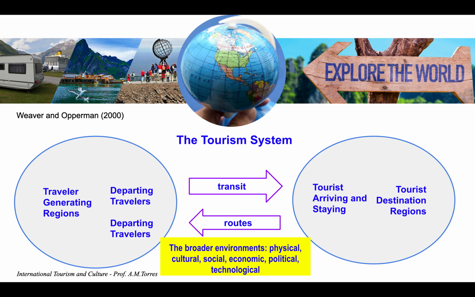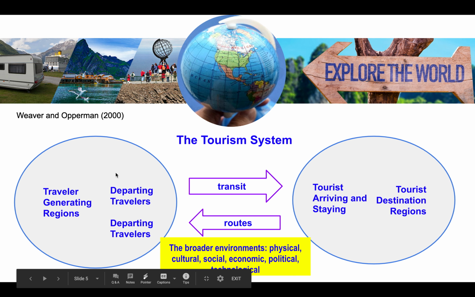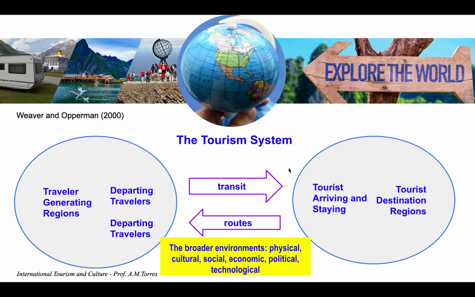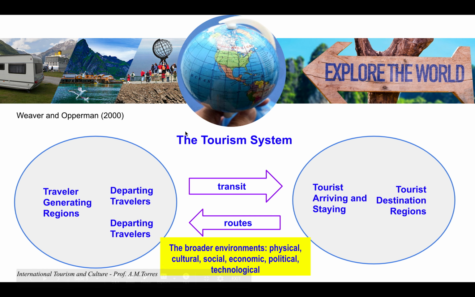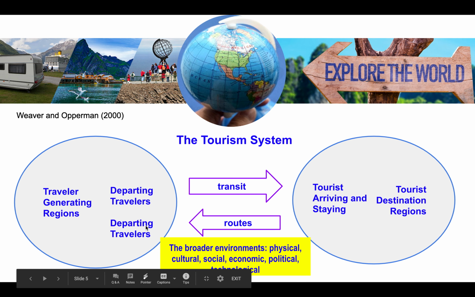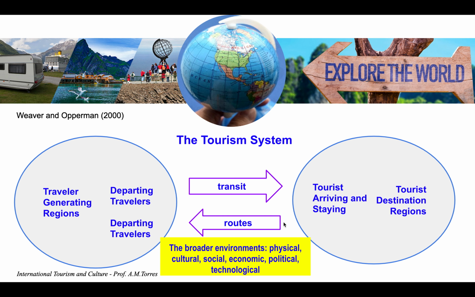As you see, this circle here, which is the generating region or where the tourist is coming from, and the other one here, the tourist destination region, is almost the same as the previous one created in 1997. The only difference is, of course, why do you have a double departing travelers here, right? And why do you have tourists arriving and staying? Okay. This, actually, departing travelers here, the two, is not a mistake of having it duplicated.